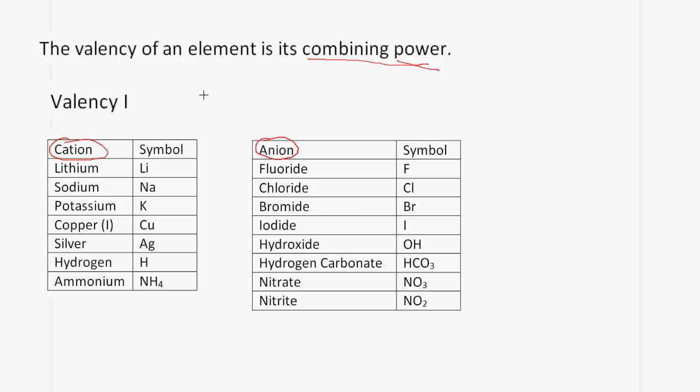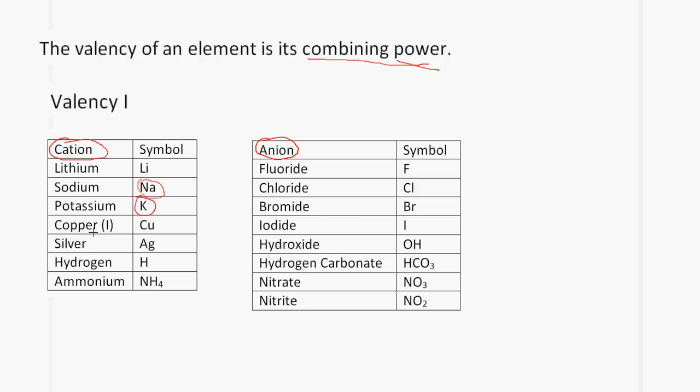Now when we write a chemical formula, it's usually made up of two parts. It has a cation and an anion. So lithium has a valency of 1 and the symbol is Li. Sodium has a valency of 1 and the symbol is Na. Potassium has a valency of 1 and the symbol is K, capital K.